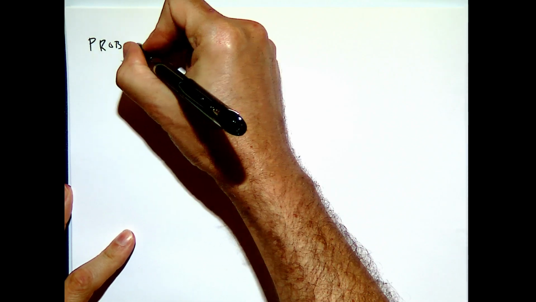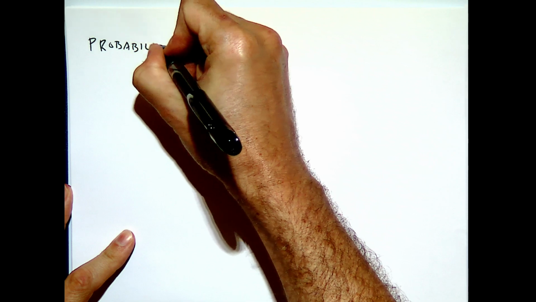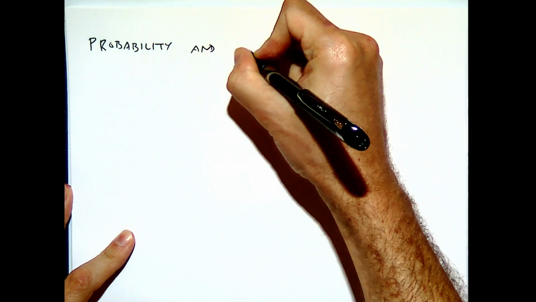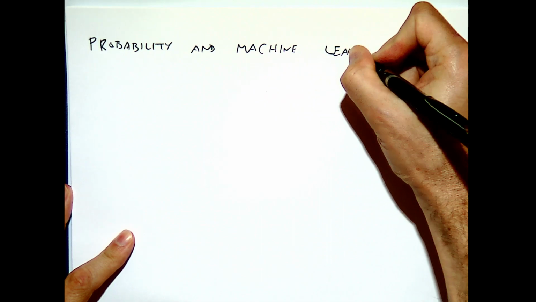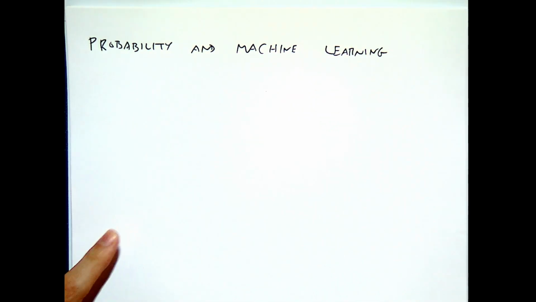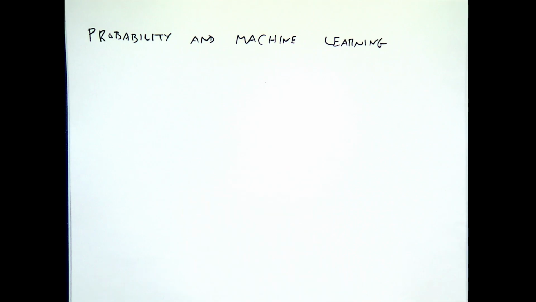So, probability in machine learning. Both of which are obviously courses that you could spend a whole semester on each of these things. So I'm going to give you just the total Cliff Notes version of what I think is most important right now, okay?